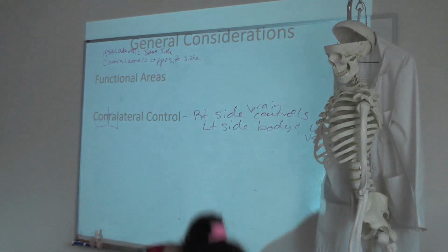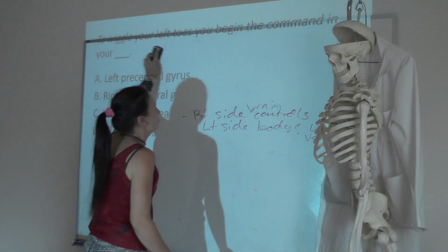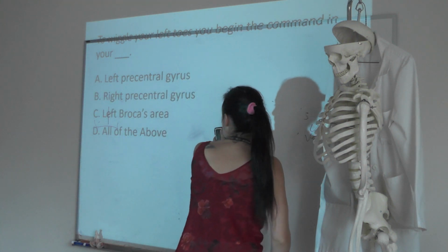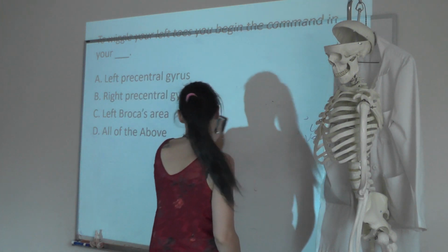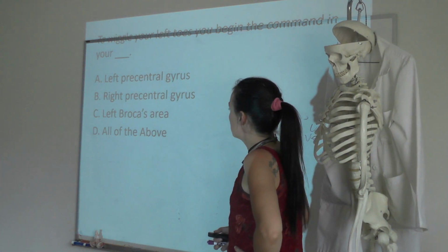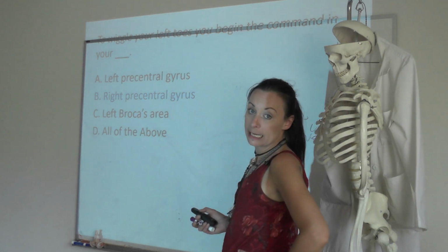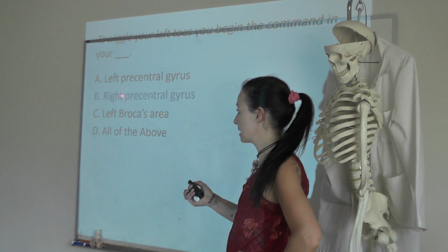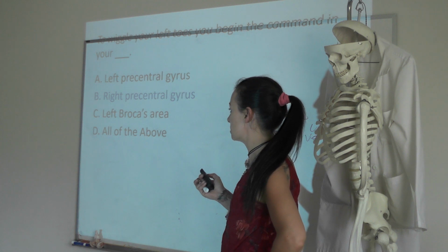So then another question for you. To wiggle your left toes, you begin the command in your blank. A, left precentral gyrus. B, right precentral gyrus. C, left Broca's area. D, all of the above. To wiggle your left toes, you begin that command in your right precentral gyrus, because we've got contralateral control, left toes controlled by the right side of the brain, and the precentral gyrus is initiating voluntary motor commands.